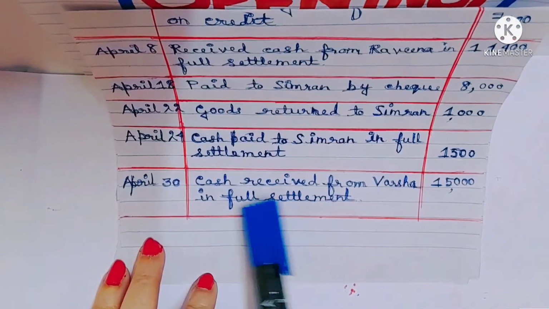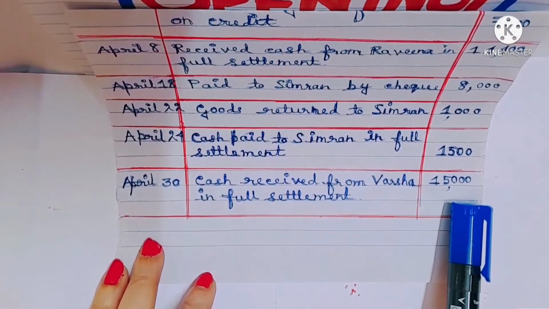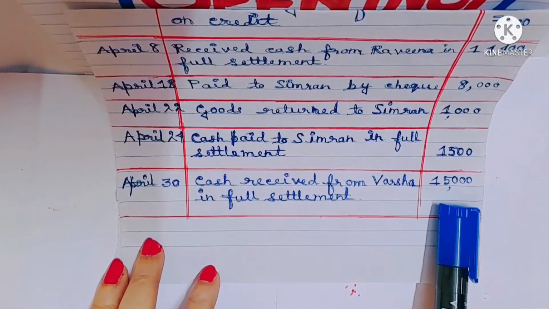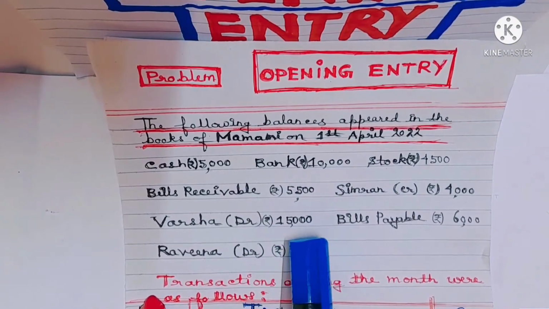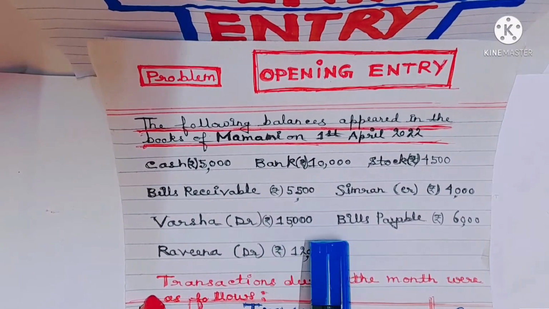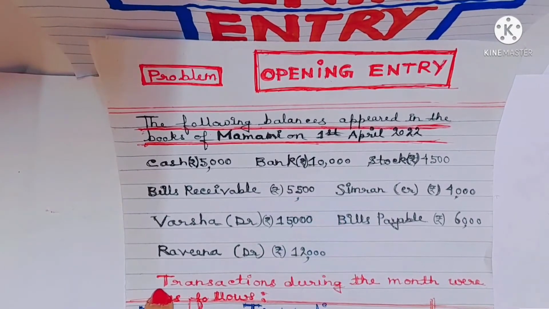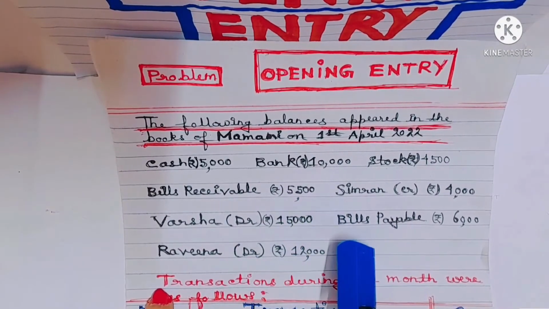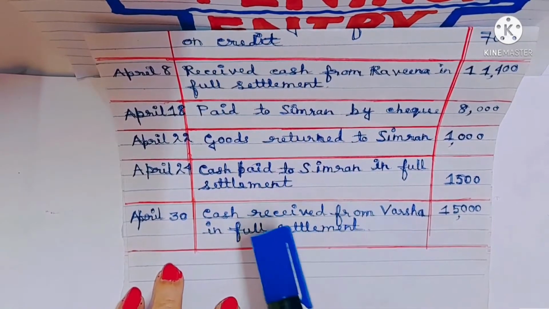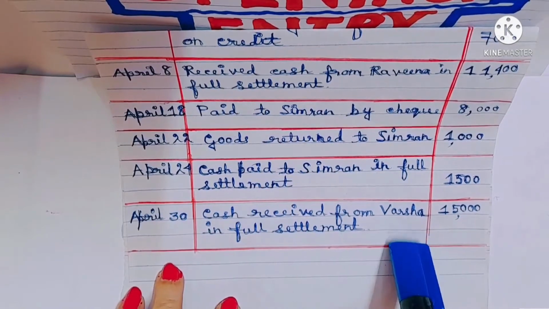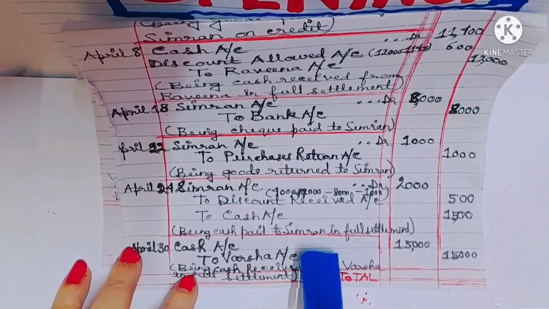On 30th April, cash received from Varsha in full settlement 15,000. তো Varsha থেকে Mamuni কত পেত? Let's see. So Varsha থেকে Mamuni পেত 15,000. তো Varsha has paid the full amount 15,000. কোনো কম দেয়নি, Varsha আমাদের ফুল পেমেন্ট করেছে। তো ডিসকাউন্ট অ্যালাউডের কোনো এন্ট্রি আসবে না। তো so what are the two accounts? Cash received from Varsha. One will be cash account, another will be Varsha account. Let's do it. So Mamuni has received 15,000 from Varsha.